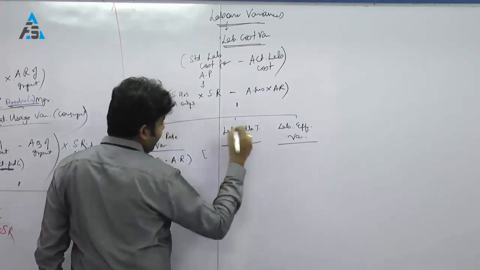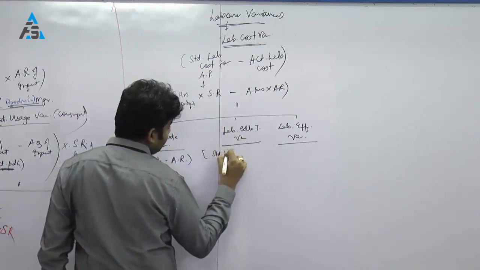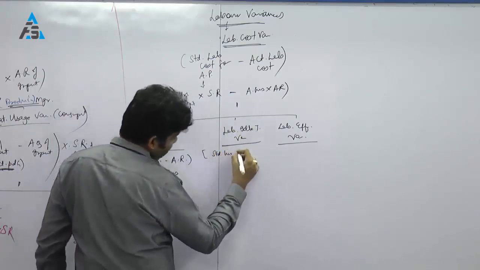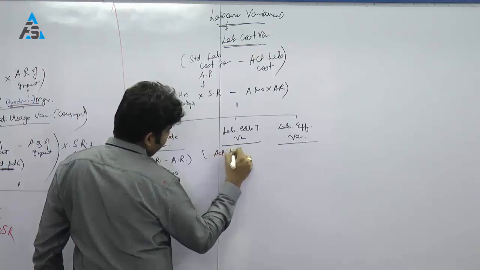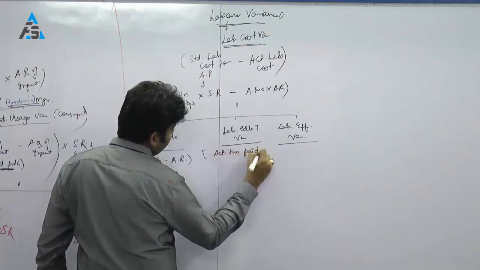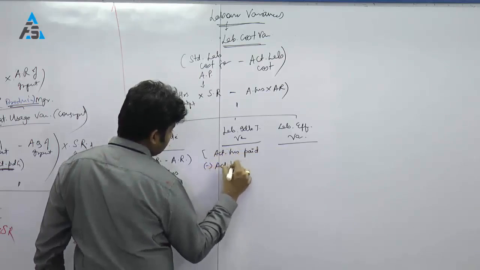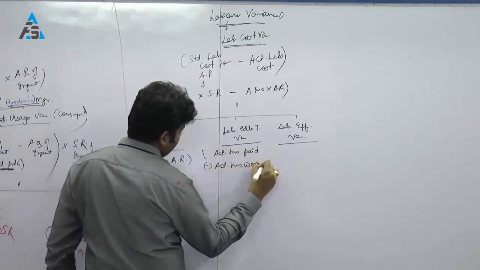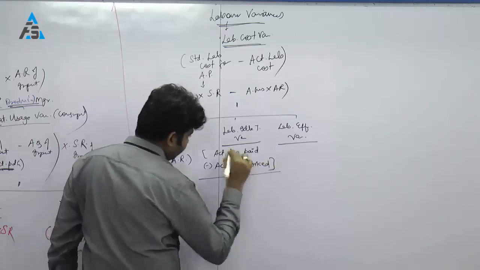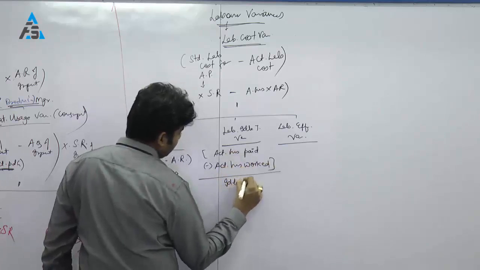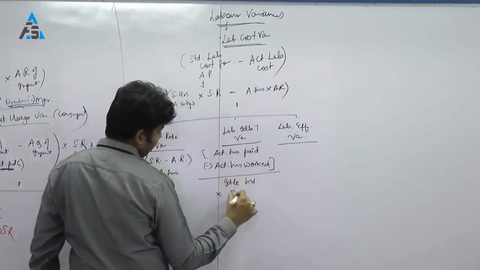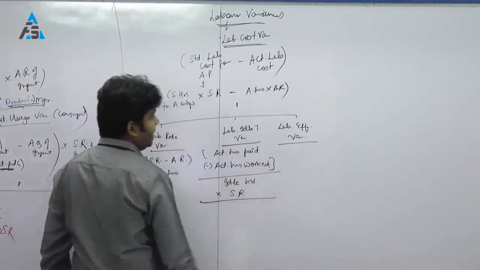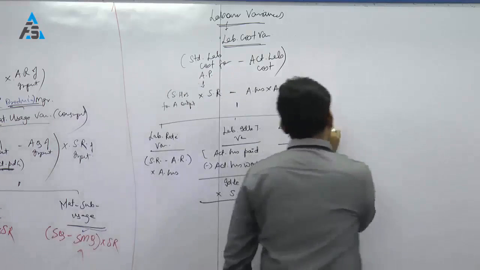So what is this idle time variance? It is nothing but my actual hours paid minus actual hours worked, which gives me idle hours, into the standard rate per hour. Now comes labor efficiency variance.